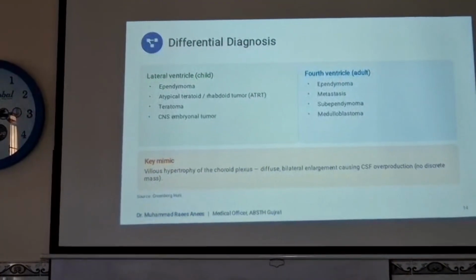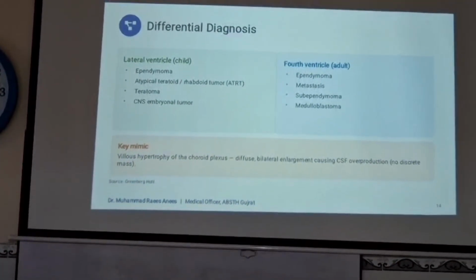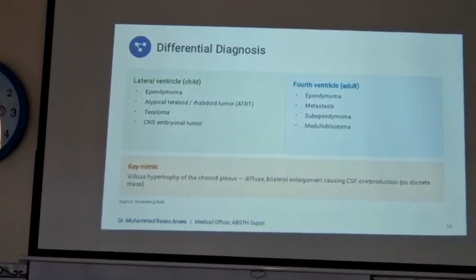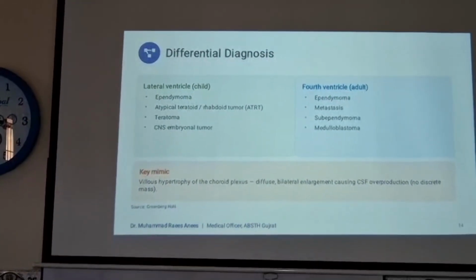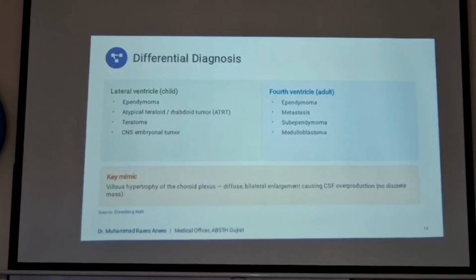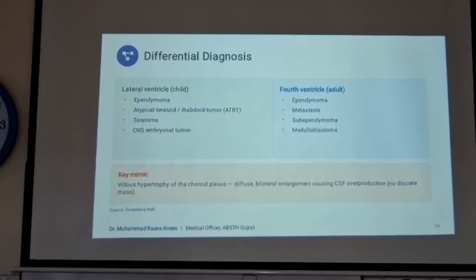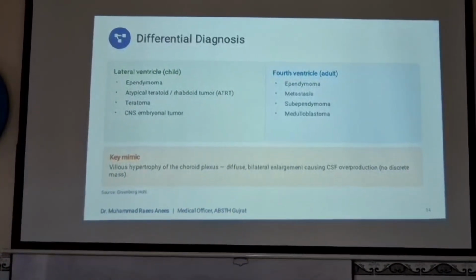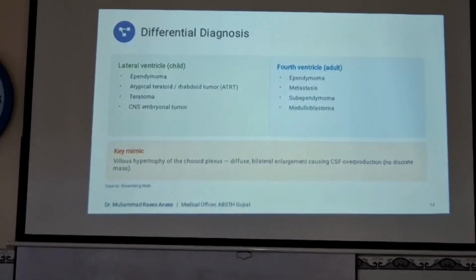The differential diagnosis of the lateral ventricles in a child includes ependymoma, atypical teratoid rhabdoid tumor, and CNS embryonal tumor, and the fourth ventricle in an adult includes ependymoma, metastasis, subependymoma, and medulloblastoma. Villous hypertrophy of the choroid plexus causes diffuse bilateral enlargement with CSF overproduction. It can also mimic a papilloma of the choroid plexus, but on MRI there will be no discrete mass, so we can differentiate on the basis of MRI.